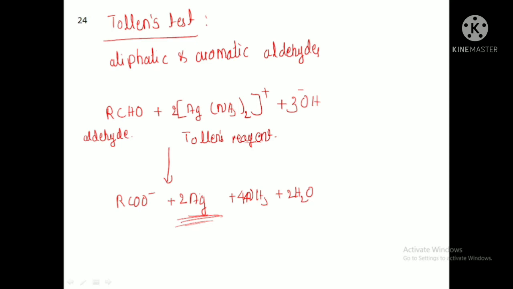So this is one of the very important methods. Here aldehydes will be oxidized and reduction of silver to metallic silver will take place. This is the Tollens' test for detection of aliphatic and aromatic aldehydes. Next is Fehling's test.